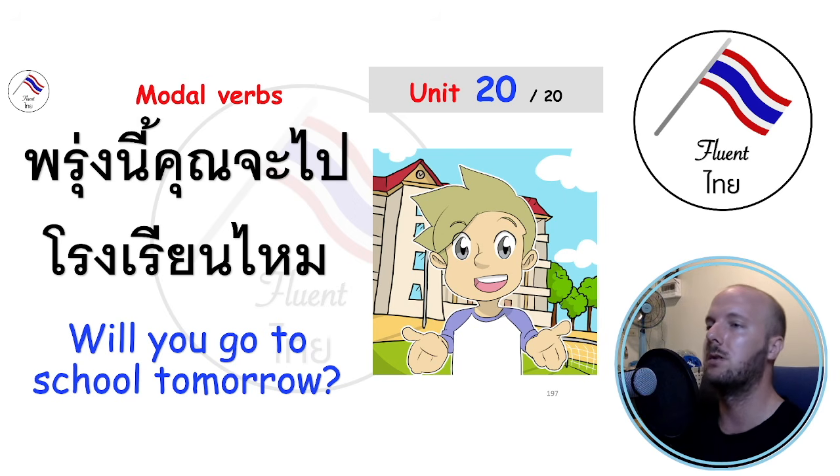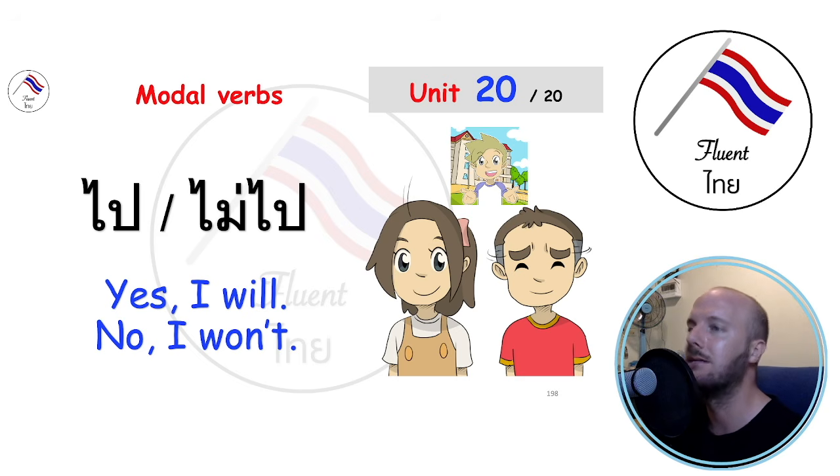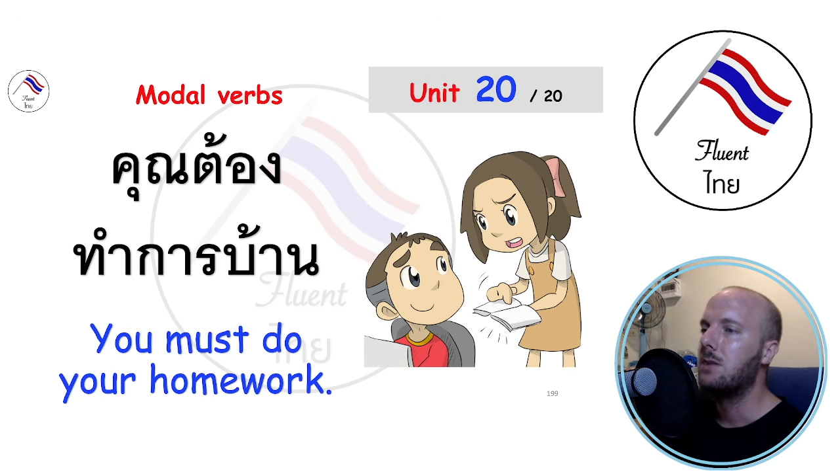Will you go to school tomorrow? พรุ่งนี้คุณจะไปโรงเรียนไหม. And how do you answer? Well, you repeat the verb. Where's the verb? ไป or ไม่ไป would be how you answer, right? You must do your homework. คุณต้องทำการบ้าน.